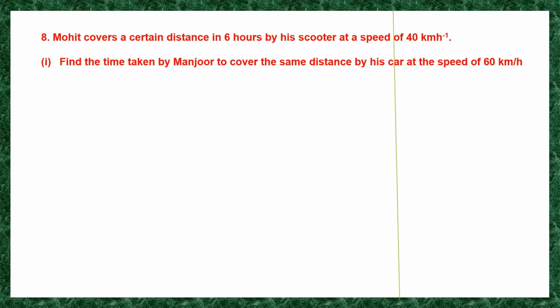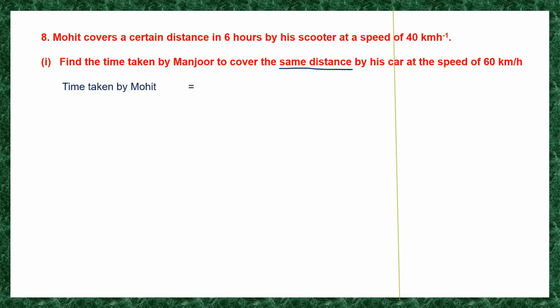Mohit covers a certain distance in 6 hours by his scooter at a speed of 40 kilometers per hour. Now we have to find the time taken by Manzoor to cover the same distance by his car at a speed of 60 kilometers per hour. So same distance means the first thing we need to do is find the distance covered by Mohit, isn't it? And then use that same distance to find the time taken by Manzoor. So let's start with the first part.